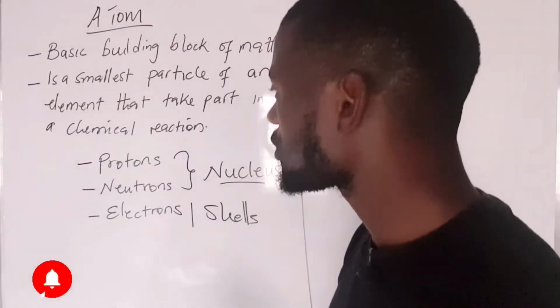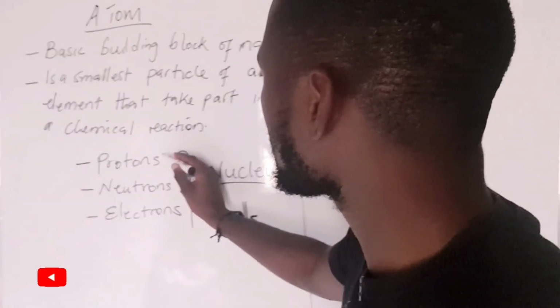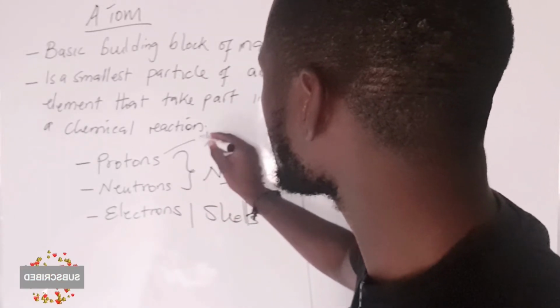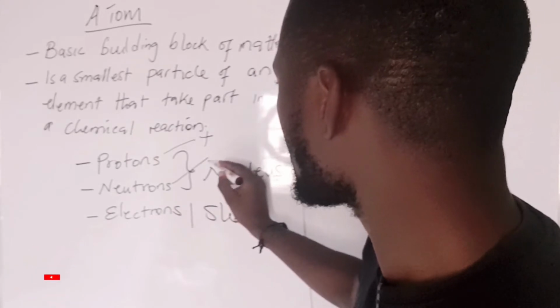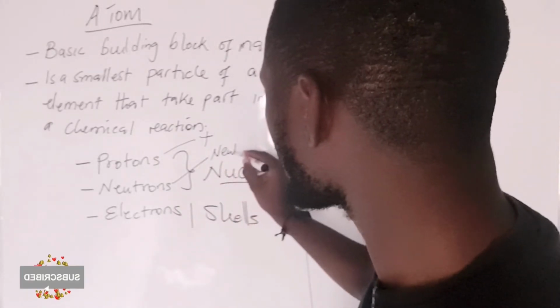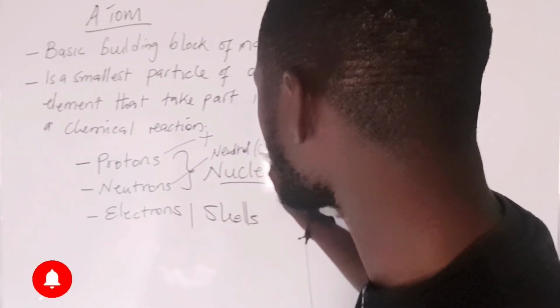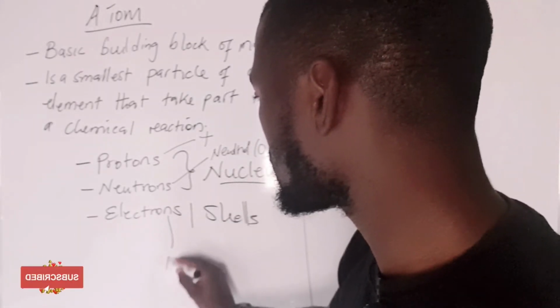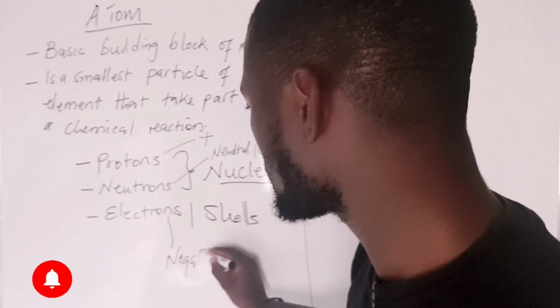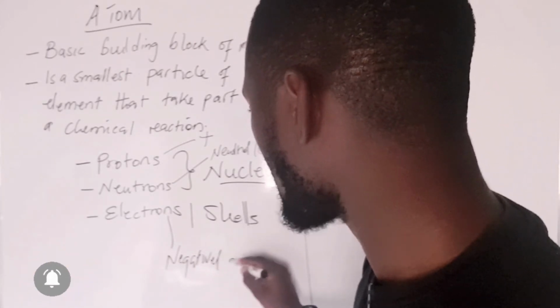In terms of charges, the protons are positively charged. The neutrons are neutral, so they have a zero charge. Then we have the electrons, which are negatively charged.